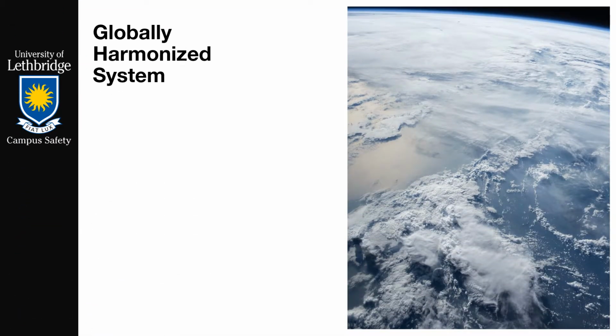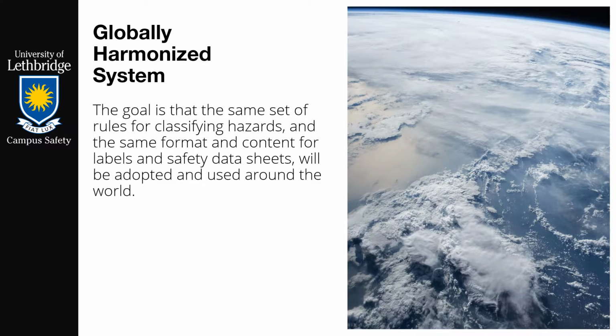GHS stands for the Globally Harmonized System of Classification and Labeling of Chemicals. GHS is a system that defines and classifies the hazards of chemical products, and communicates health and safety information on labels and safety data sheets. The goal is that the same set of rules for classifying hazards, and the same format and content for labels and safety data sheets, will be adopted and used around the world.